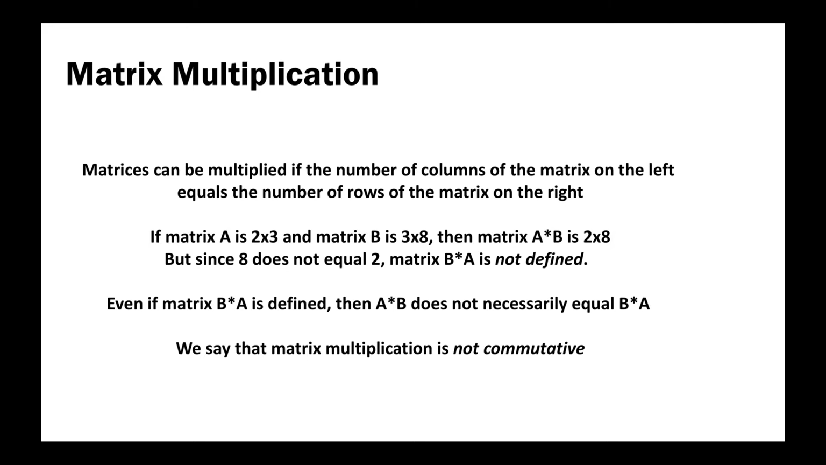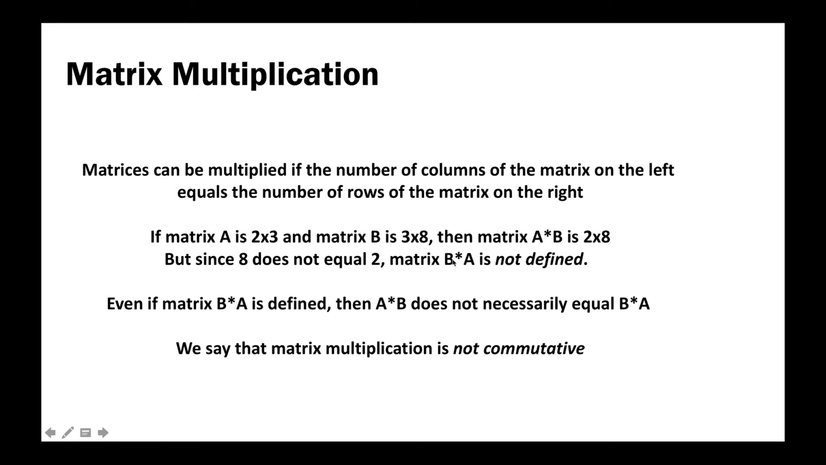Something you can do with matrices is multiply them together, but matrix multiplication is a little tricky and not like multiplying 2 numbers together. So if I have a matrix A and a matrix B, I can get matrix AB only if the number of columns of the matrix on the left, which in this case is A, equals the number of rows of the matrix on the right, which is B. So if A is 2 by 3 and B is 3 by 8, then I can form the matrix product A times B, because 3 here is equal to 3 here. So I'd get a result that is a 2 by 8 matrix.